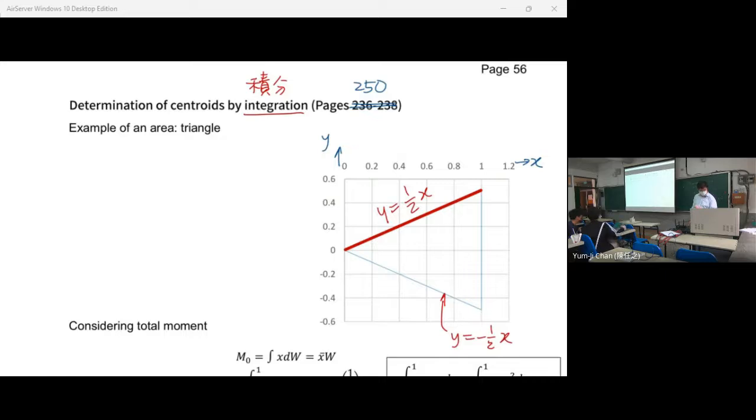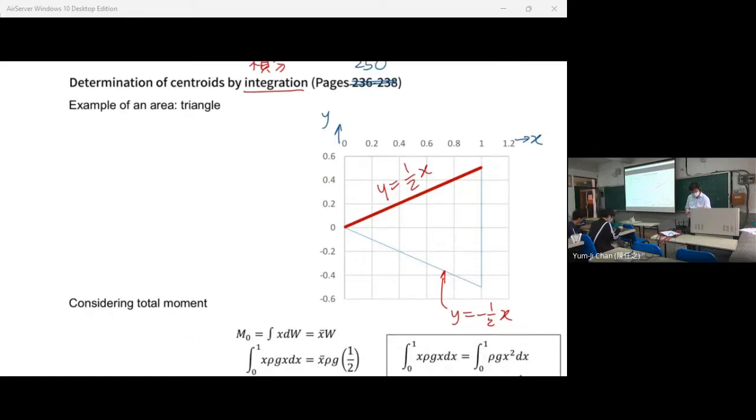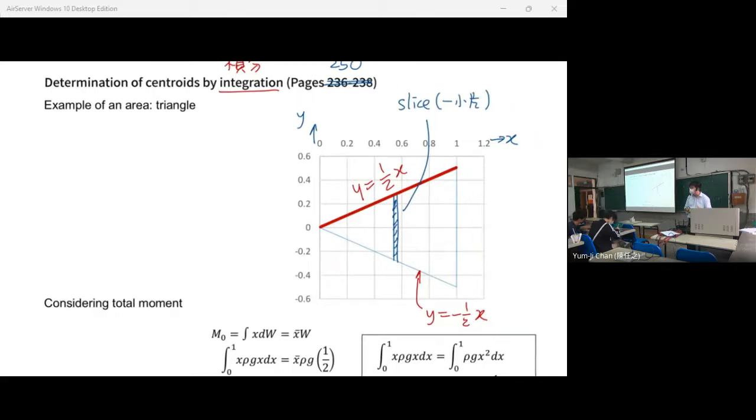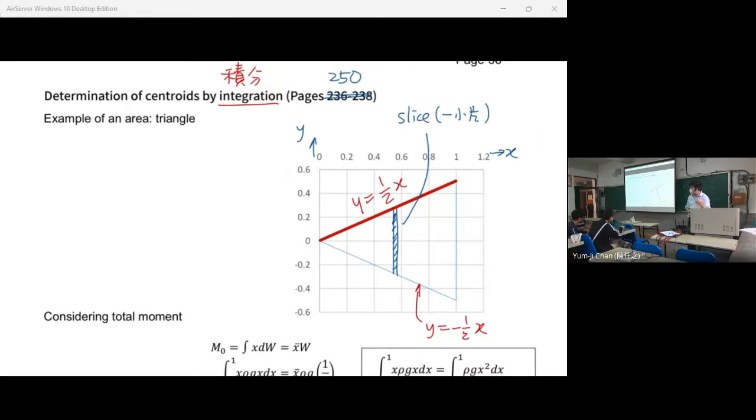Now we come to this. Let's take one slice here. 一小片哈。And usually, when you say a slice of cake and bread, we usually use slice 啊。So 蛋糕或者是面包一片也是 slice.